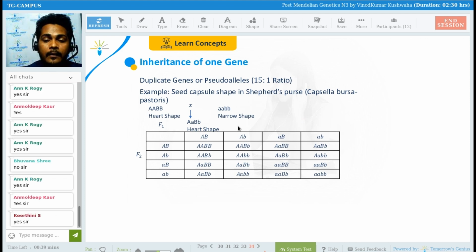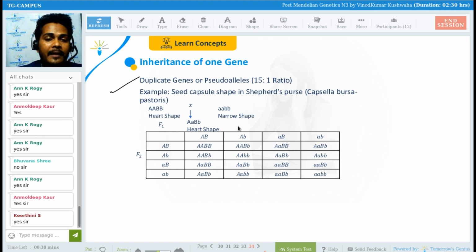See here, this is okay. So this is another concept as we studied about epistasis. Now the next is the duplicate gene. This duplicate gene is also called the pseudo alleles. Now what is this duplicate gene or the pseudo alleles?